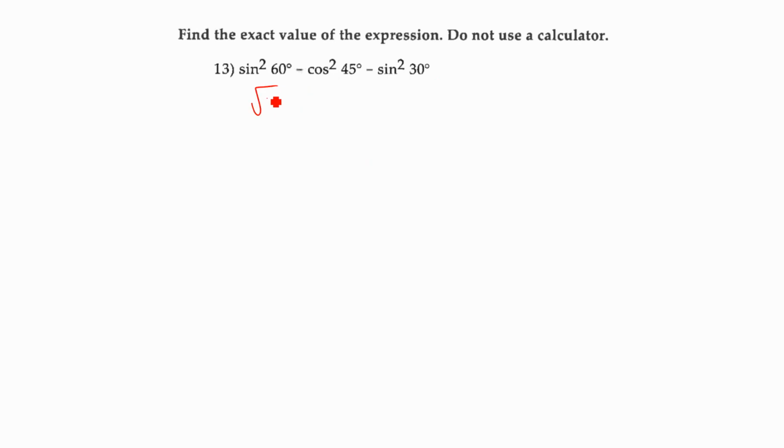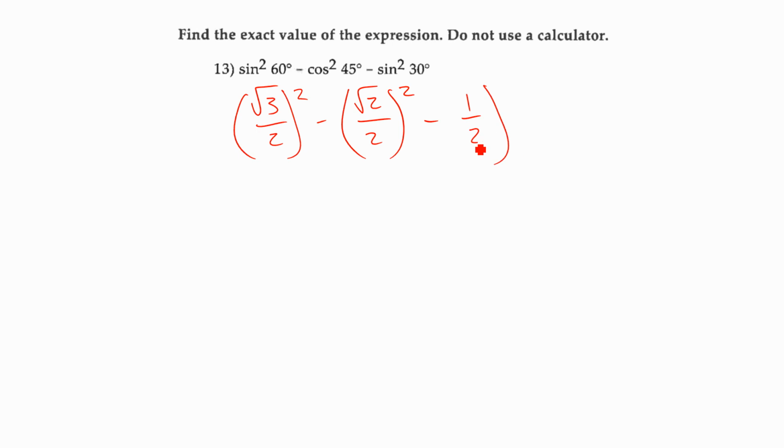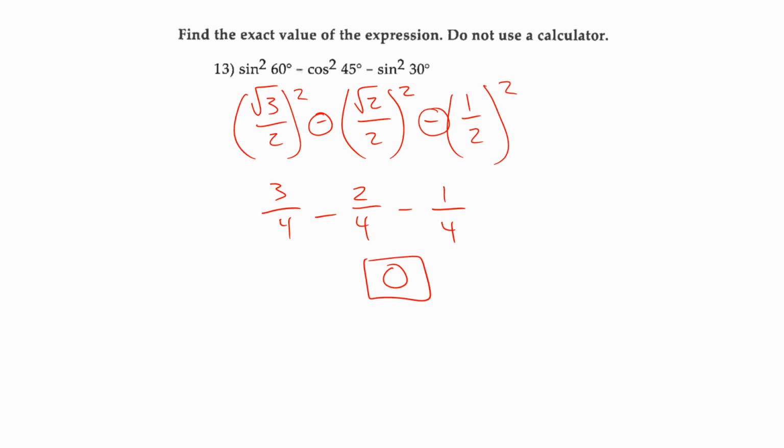Again, on the table, this is rad 3 over 2 squared minus rad 2 over 2 squared minus 1/2 squared. So we'd have 3/4 minus 2/4 minus 1/4. Notice how the minus is not being squared, so it's still a minus. And so we're going to get a big old 0.